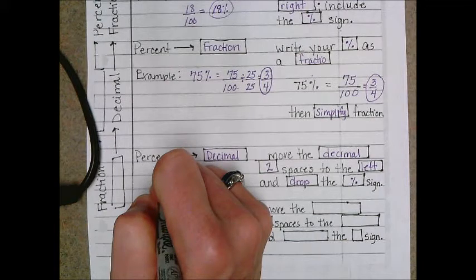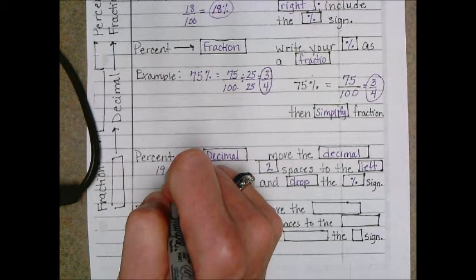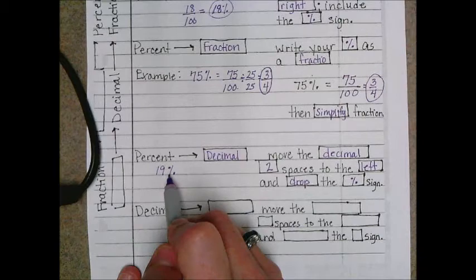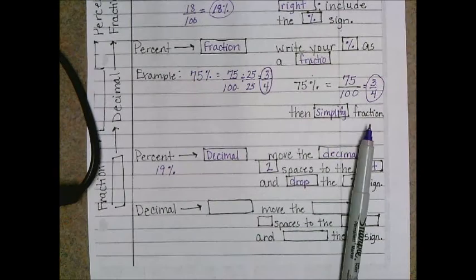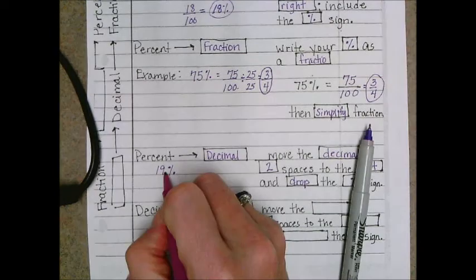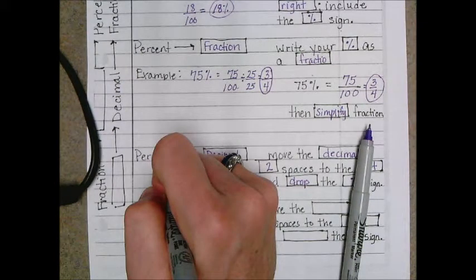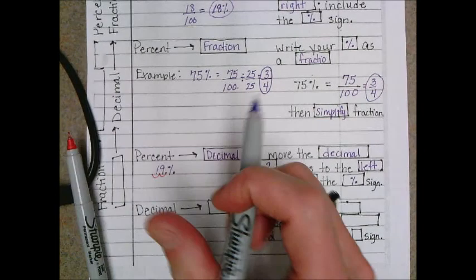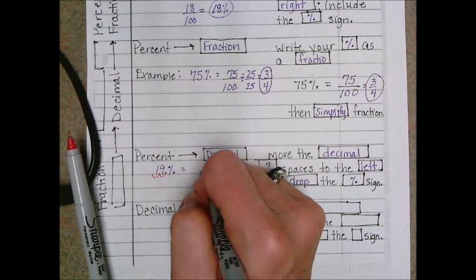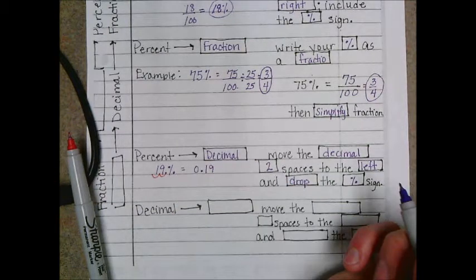my decimal technically is right here. Even though I don't see it, it's there. And I need to move it 2 spaces to the left. And I'm going to drop the percent sign. So I've got 0.19. Okay, and then last one.